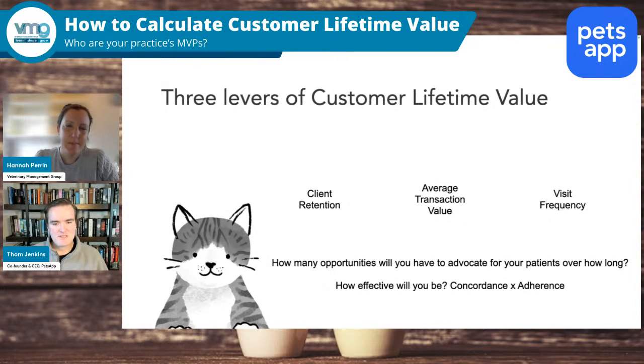And so the questions you're going to be asking yourself is, how many opportunities will you have to advocate for your client's patients, and over how long, right? And how effective will you be in advocating for those patients? This is where you start thinking about concepts like concordance and adherence. So concordance is when you get an opportunity to advocate for a patient, does the owner, does the pet parent, do they agree with your recommendation?